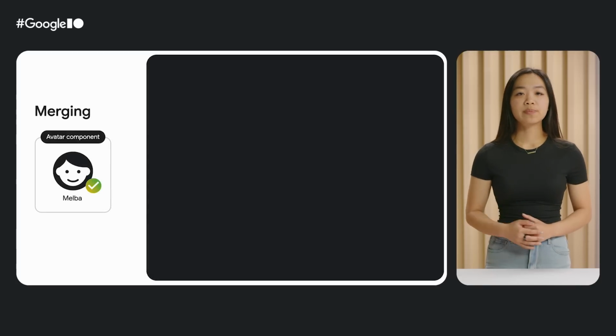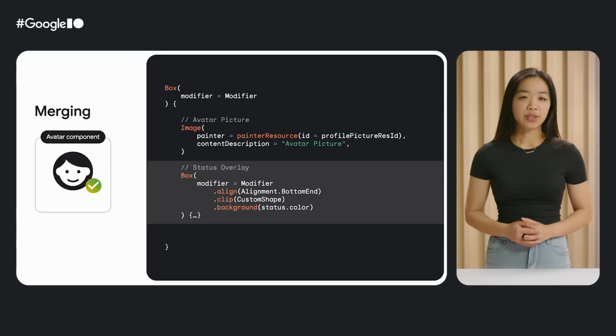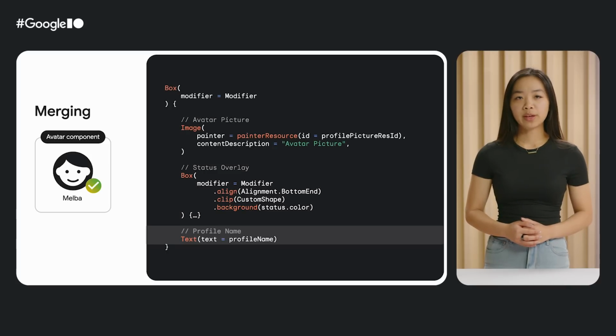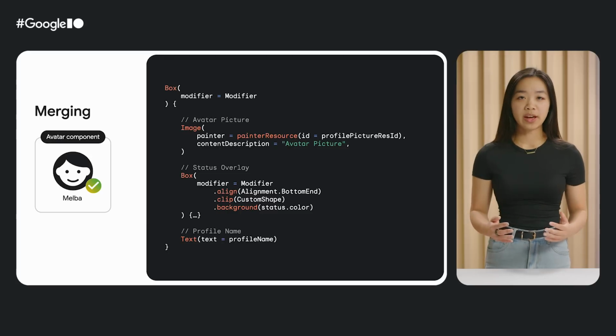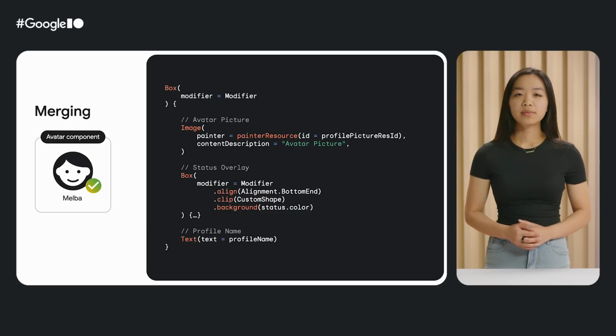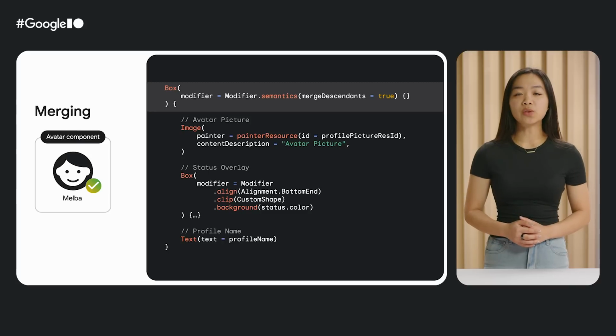Let's look at an example of a custom avatar component. We have 3 parts: an avatar image, a status overlay, and a profile name overlay. As is, accessibility services see each part separately. But it would make more sense to consider the entire avatar component together, rather than treat each element individually. To do this, we set merge descendants equals true on the box containing all 3 elements. Then the component is grouped accordingly.